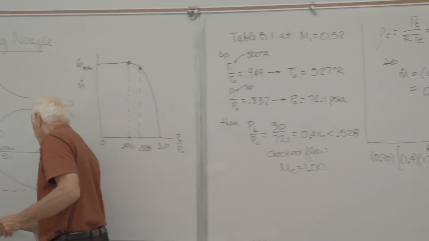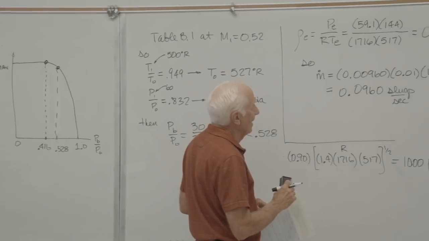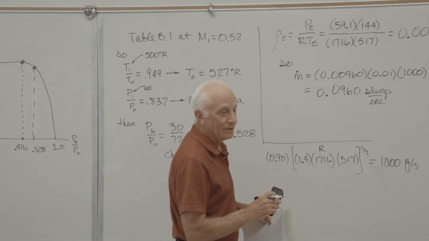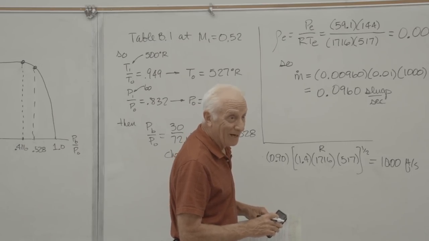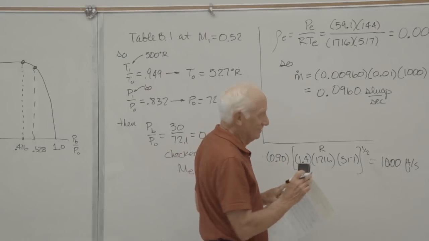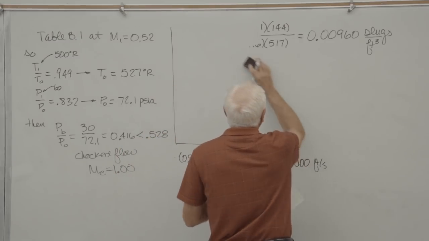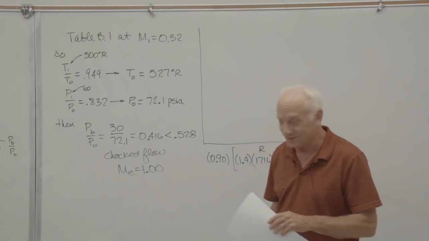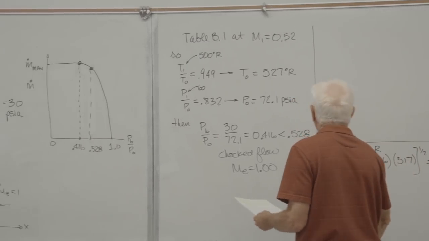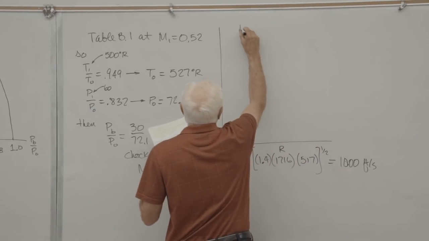So does that mean for a converging nozzle, you can never go any higher than Mach 1? Exactly. A converging nozzle will always be subsonic. The best you can get would be sonic speed, Mach number 1, at the throat and only at the throat. Right. You've got to put the diverging section on the converging nozzle, right? That's right. Okay. So now we're going to get A exit.